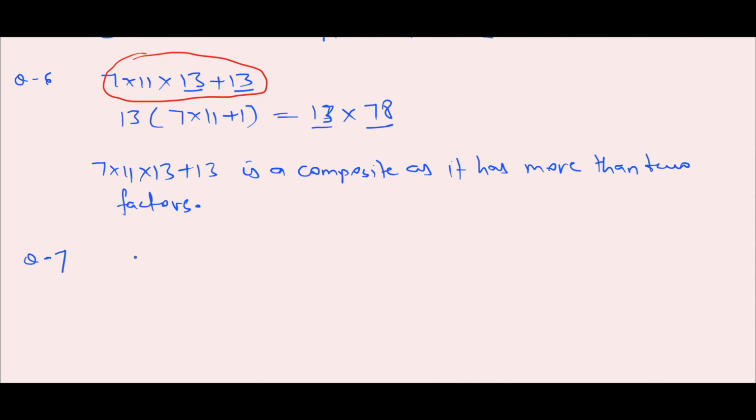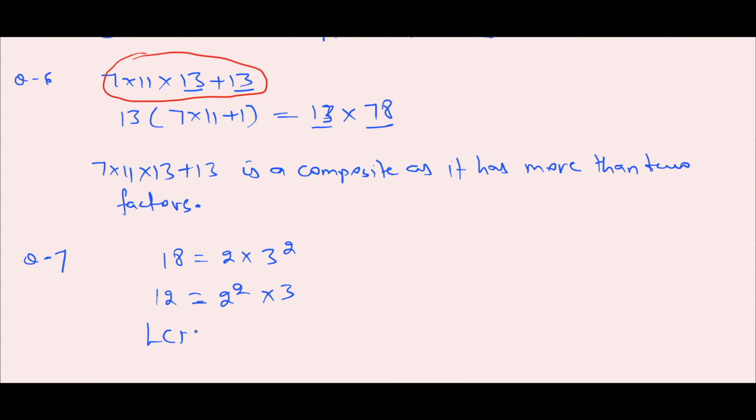So let us take 18 and 12. These are smaller numbers, so we can directly prime factorize them. 18 is 9 into 2, and 9 is 3 square, so we can write it as 2 into 3 square. And 12 is 4 into 3, so we can write it as 2 square into 3.